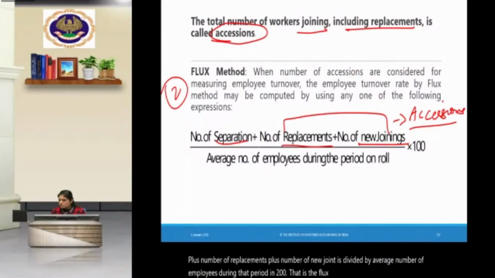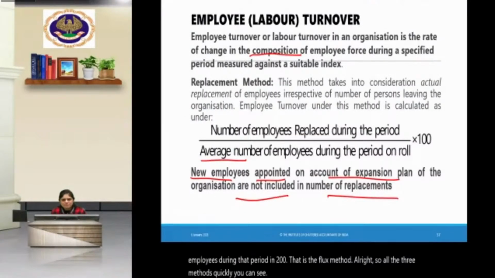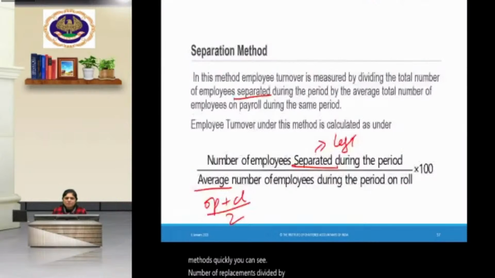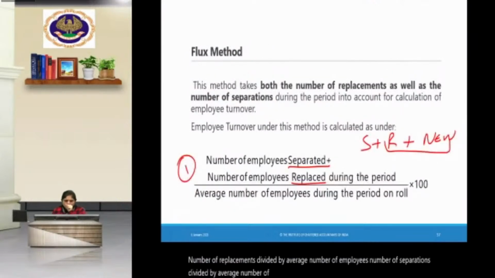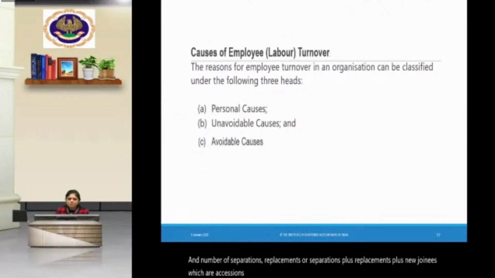All right. So all the three methods, quickly you can see. Number of replacements divided by average number of employees, number of separations divided by average number of employees, and number of separations plus replacements, or separations plus replacements plus new joinees, which are accessions, divided by average. So any doubts so far? I hope you have understood this.